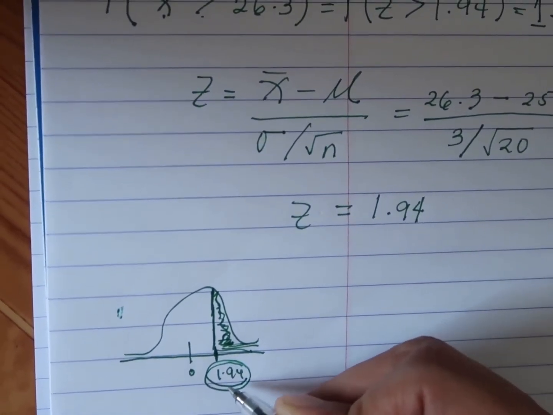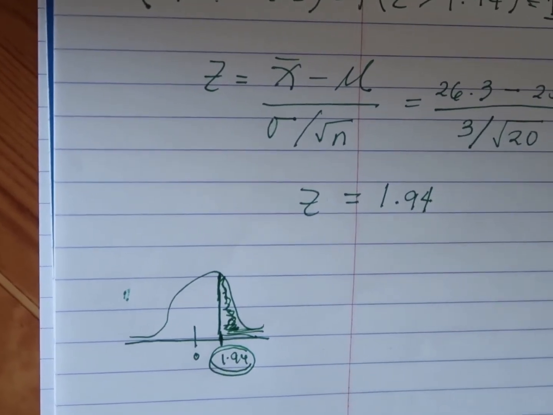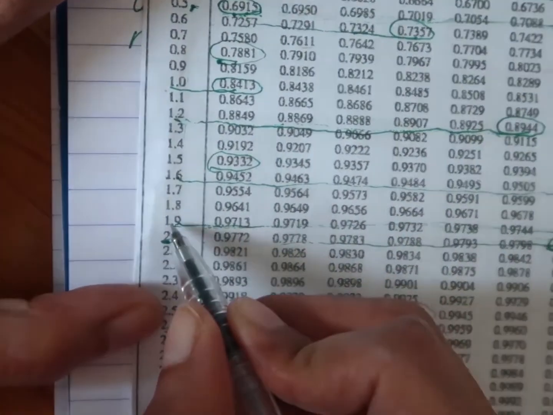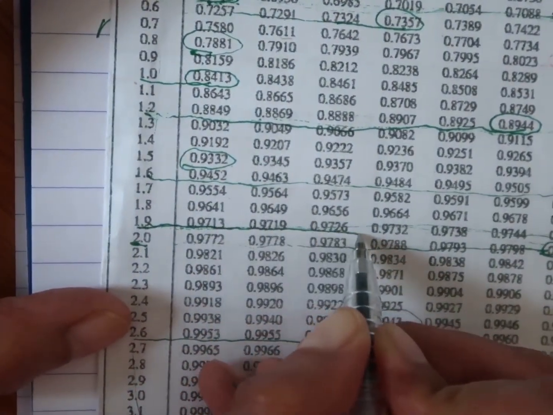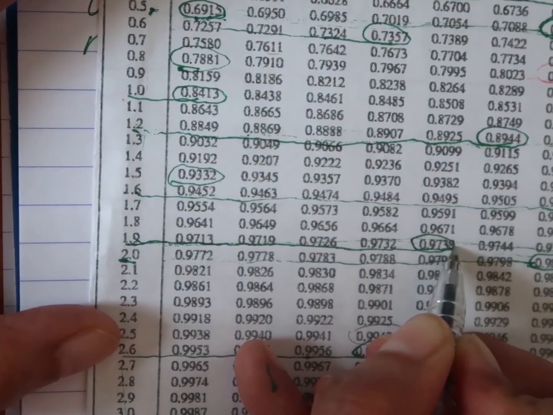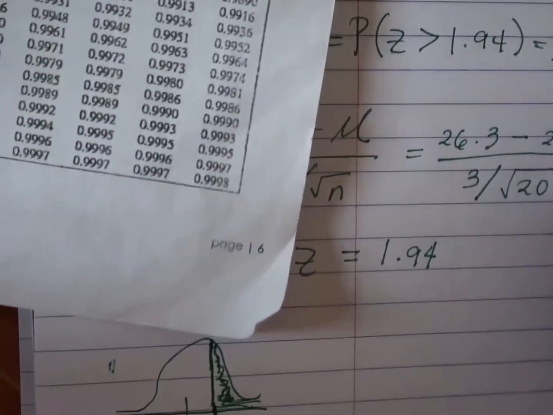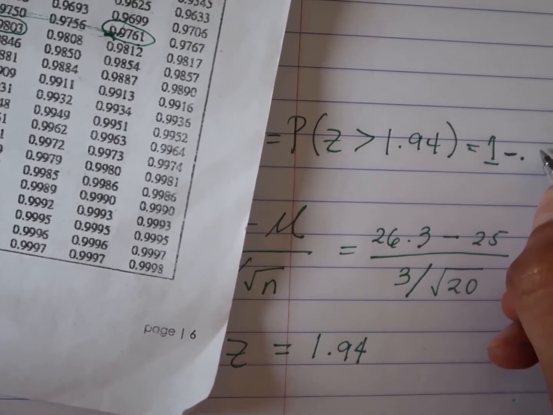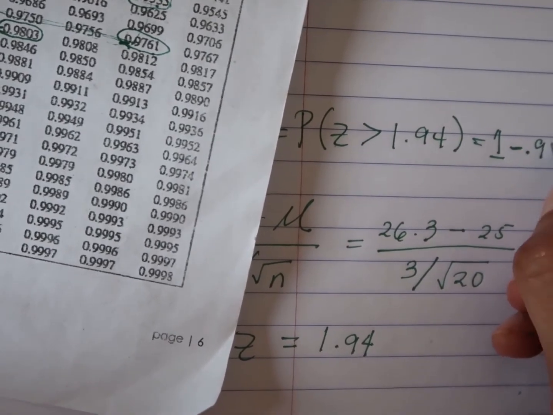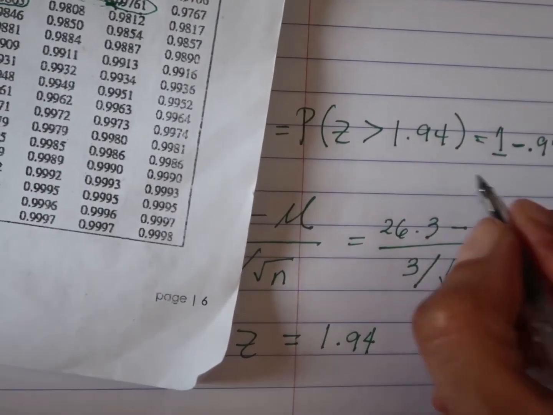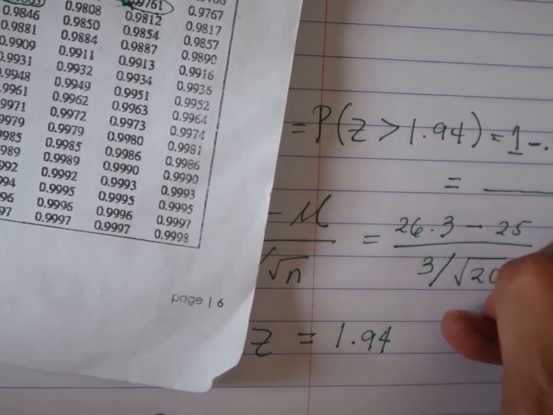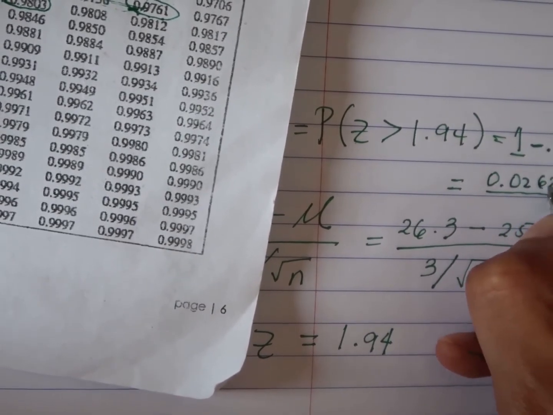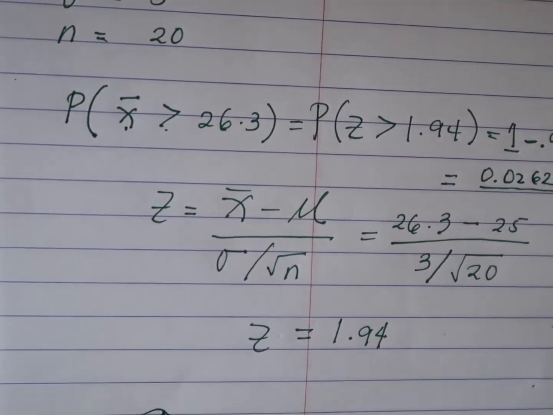So how do we determine the area of 1.94? Get a table. For 1.94, the area is 0.9738. So this is 1 minus 0.9738, so the probability will be 0.0262. Okay, so that's it.